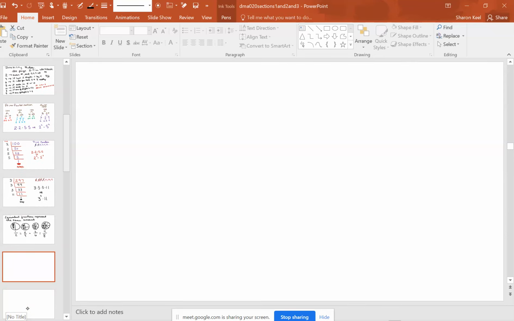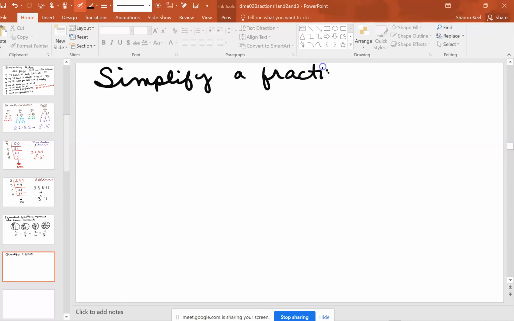If we are asked to write in simplest form, if we want to simplify a fraction, if you remember from DMA 10, we can multiply any number times 1 and still have the same amount. The same thing applies whether you're multiplying or dividing, you're still going to get 1. If you multiply or divide by 1, you still have an equal amount.